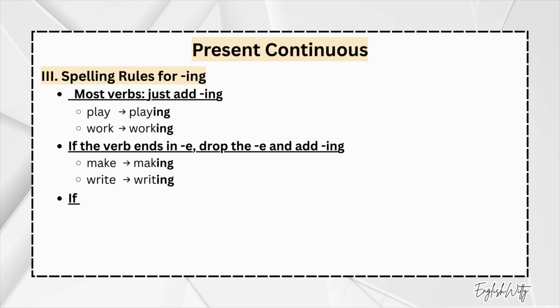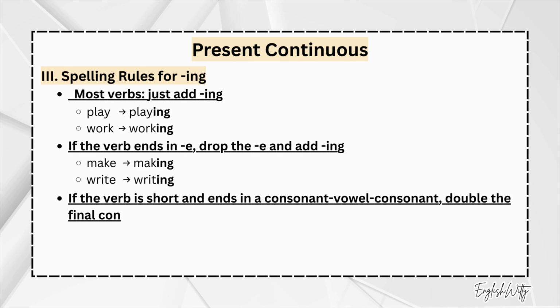Third, if a verb is short and ends in a consonant-vowel-consonant pattern, double the last consonant before adding ing. Run becomes running. Sit becomes sitting. Just remember, if it's a short verb with 1 syllable, like swim or hop, check if it ends in that consonant-vowel-consonant pattern. If it does, double the last letter. These small spelling changes help the words look and sound right in English.